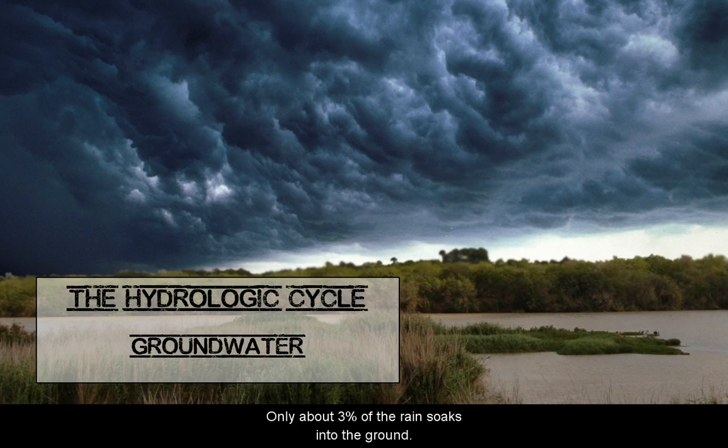Only about 3% of the rain soaks into the ground. When water soaks into the ground, it fills the empty spaces between soil particles. The water may remain as soil moisture, evaporate back into the atmosphere, be taken up into the roots of plants, or trickle slowly through the soil. The solid part of the earth is called the geosphere.